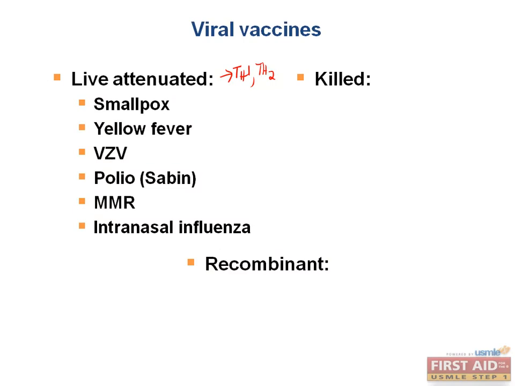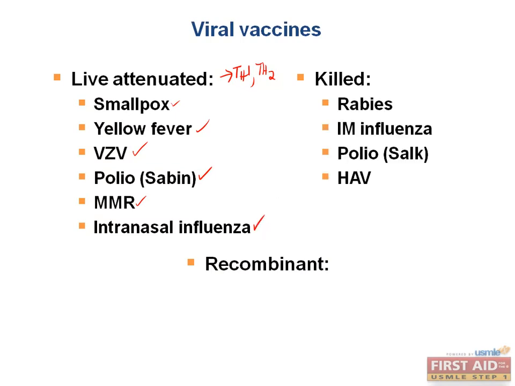The risk with live vaccines is that they can revert to active virulent strains. I've listed here for you the different live viral vaccines. They include smallpox, yellow fever, varicella vaccine, the Sabin polio vaccine, MMR vaccine, and the intranasal influenza vaccine.